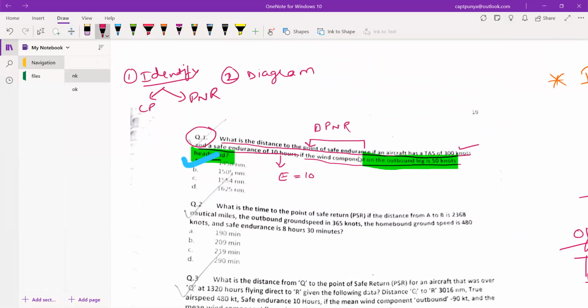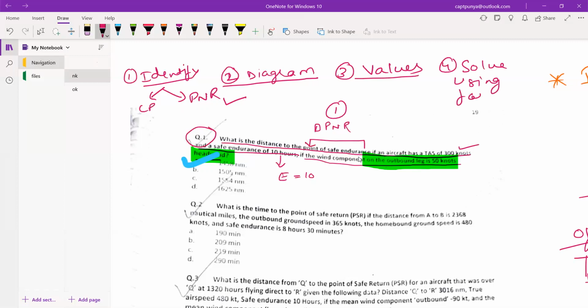And see, this is what I have done. This is the first step. It is asking for the distance to the point of safe endurance, and safe endurance comes in the case of point of no return. Then the second thing you do is draw the diagram. The third thing is to write down all the values given in the question. And the fourth is really simple: solve using the formula. These are the four steps that you have to follow on all the numericals.